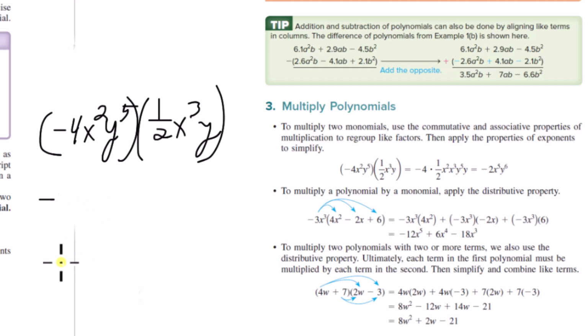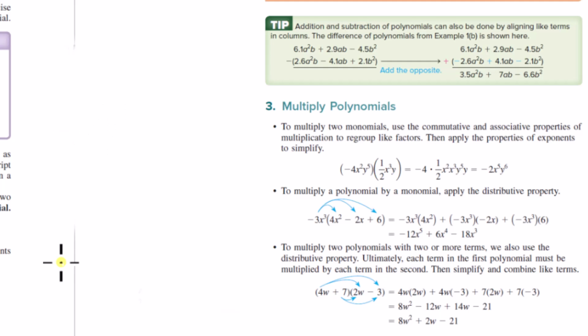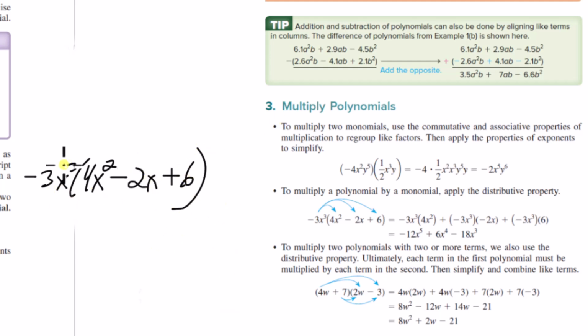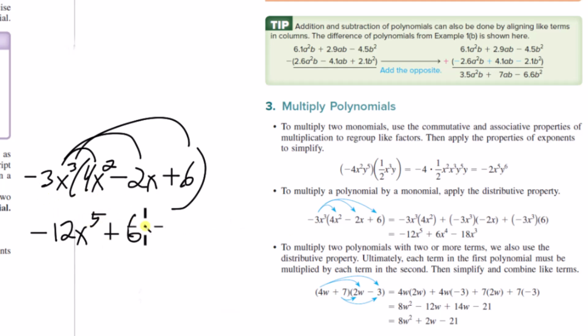Now, if you're multiplying non-monomials together, then you're just going to need to use the distribution properties. But still, not a big deal. You just use the distribution property, and then you're just multiplying different monomials together. So it's easy. Right, so just distribute. Minus 3x cubed times 4x squared is going to be minus 12x to the 5th. Minus 3x cubed times minus 2x, you're going to have positive 6x to the 4th. Minus 3x cubed times 6 is going to be minus 18x cubed.